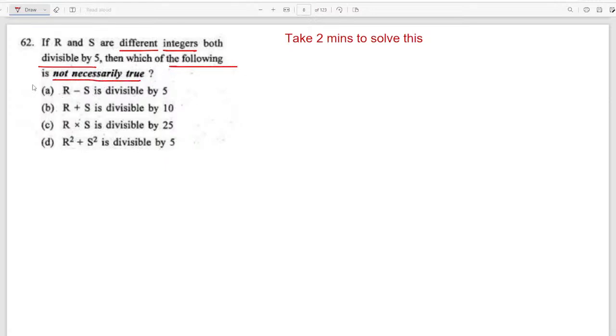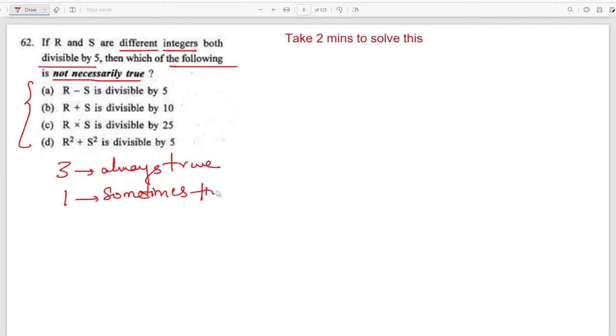So out of these 4, 3 would be always true, and one option would sometimes be true. So we have to find out which one is not necessarily true. It may be true or it may not be true.